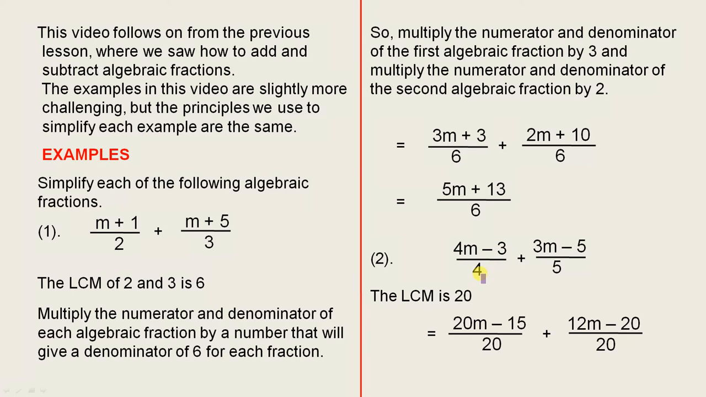Here's our second example. The LCM is 20. That's the lowest number that 4 and 5 will divide into. So the way we get 20 here, we have to multiply top and bottom by 5. That gives us that fraction. The way we get 20 here, we multiply top and bottom by 4, and that gives us this fraction. Now we'll go to the next slide where I'll repeat this just for ease of reference.